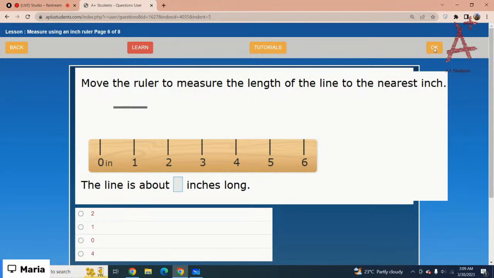Okay, move the ruler to measure the length of the line to the nearest inch. So you have to line up the ruler with the line. Just line up the left end of the line with 0 on the ruler and see where the right end ends on the ruler. So it would be just 1 inch long.